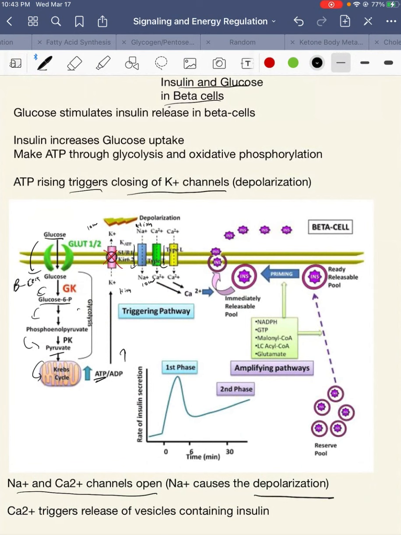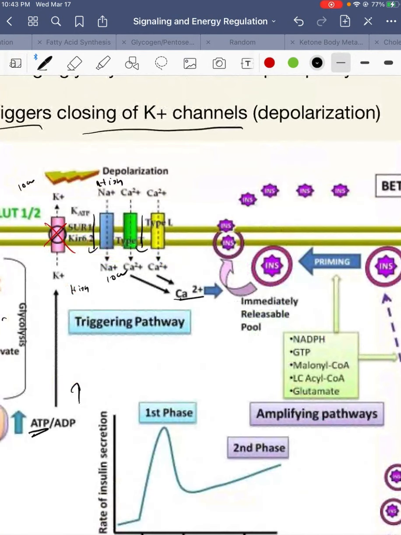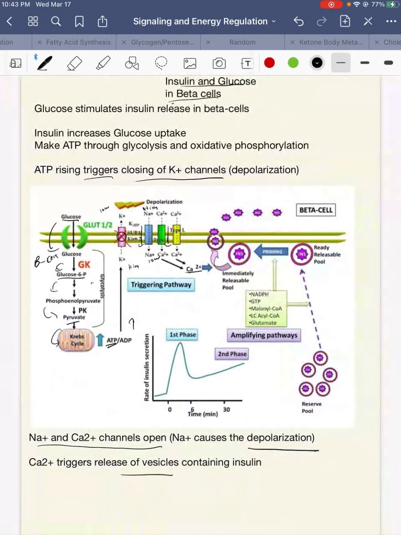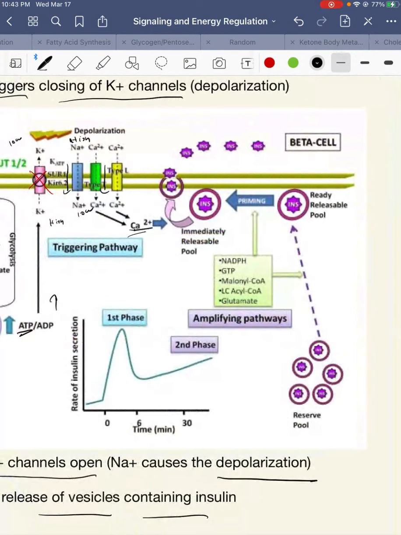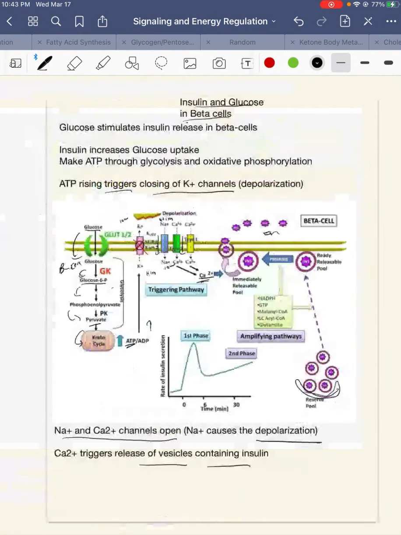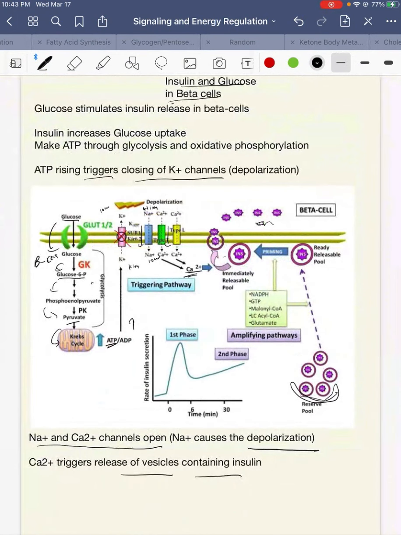Eventually, the calcium that's entered the cell triggers release of vesicles containing insulin. So you get your action potential, this extra calcium comes in, and then you have a reserved pool of insulin stored. Calcium acts on it, and then insulin is released from the cell, and it's able to go and bind on organs to tell them that, hey, we're in a high energy state. We have a lot of glucose. So this is what happens inside of a beta cell.